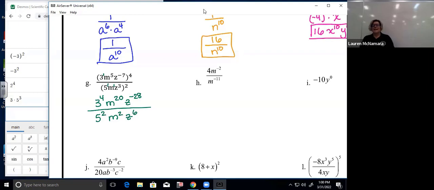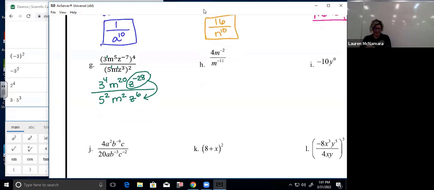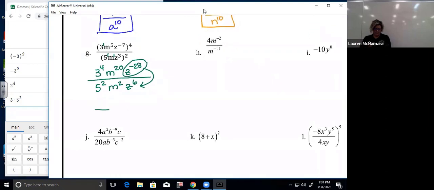Do I have any negative exponents? Yep. My z comes down. I can go ahead and start to simplify. 3 to the 4th is 81. m to the 20th divided by 25 m squared. z to the 6th times z to the 28th.